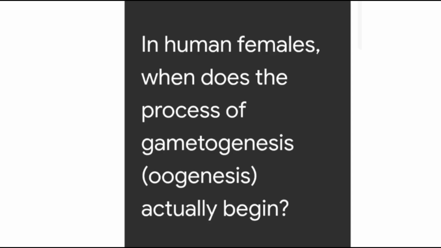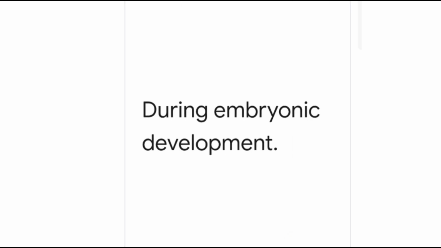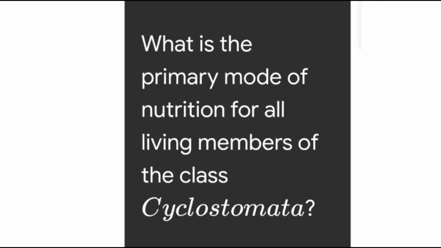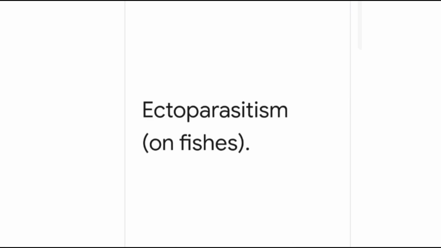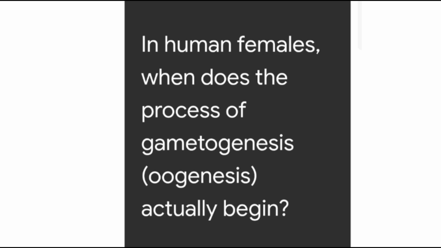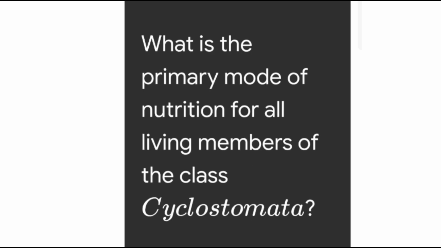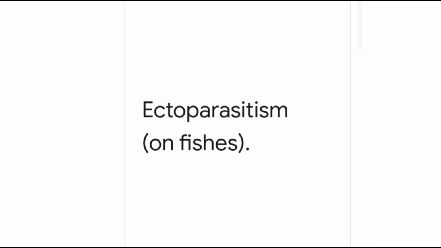In human females, where does the process of gametogenesis, oogenesis, actually begin? During embryonic development. What is the primary mode of nutrition for all living members of the class Cyclostomata? Ectoparasitism on fishes. Ectoparasitism on fishes is the primary mode of nutrition for all living members of the class Cyclostomata. This is related to fish.